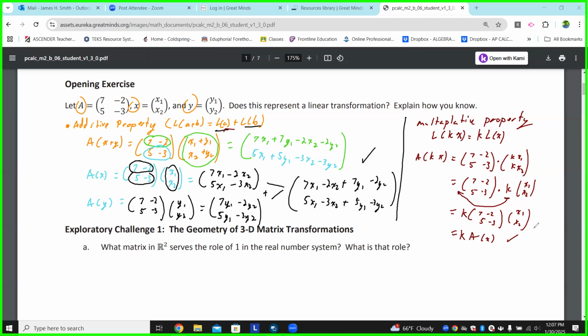Yes. All right, here we go. On this first part, it says Explorer Challenge 1, the geometry of 3D matrix transformations. What matrix in R2, so that's all real numbers in a matrix of 2, so that's a 2x2 matrix, serves the role of 1 in the real number system? Again, this just means a 2x2 matrix. So what 2x2 matrix serves the role of 1? And that's written how? Good, 1 0 0 1. And it is the identity matrix. Very good.